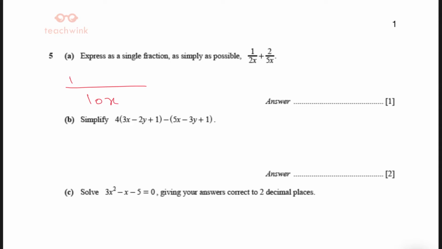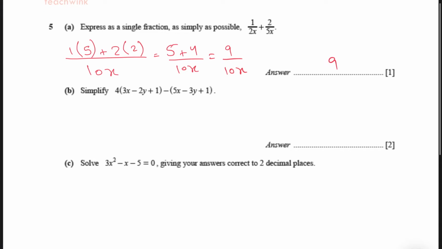Now you have 1 on top of the first fraction, so you multiply 1 with the other number, which is 5, and then you add 2, which is being multiplied with the other number, which is 2 over here. So you do 5 times 1, which is 5, plus 2 times 2, which is 4 over 10x. This becomes 9 over 10x. This is your answer to the first question, so you write it over here, 9 over 10x.